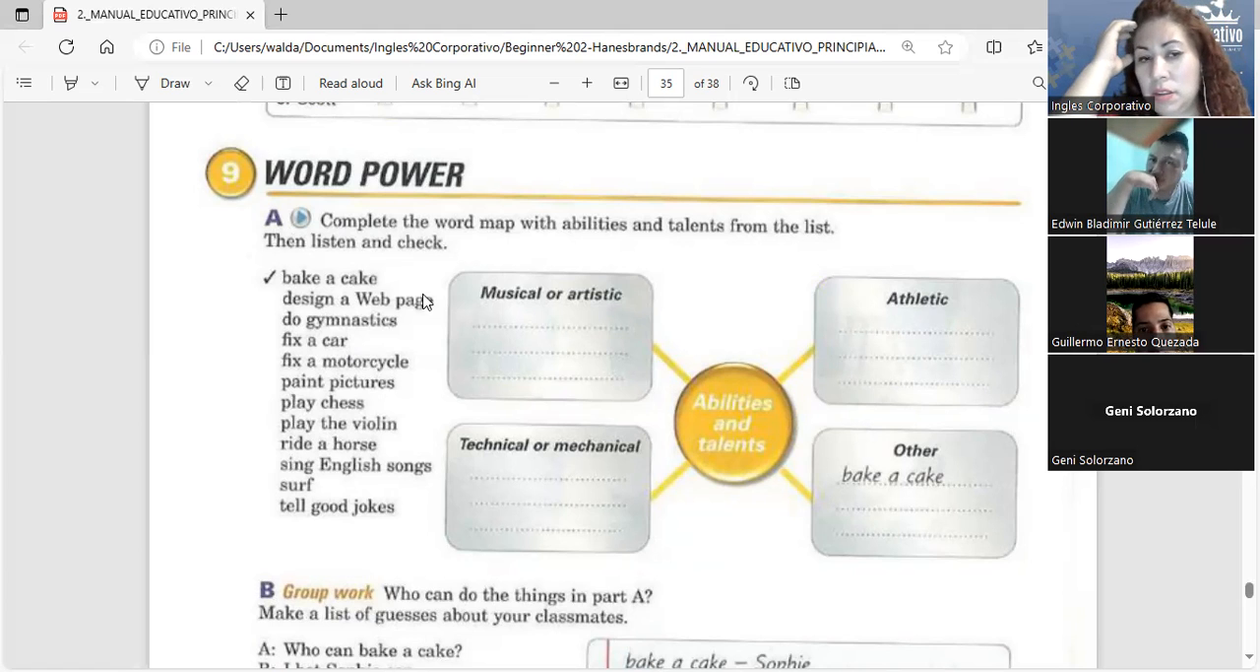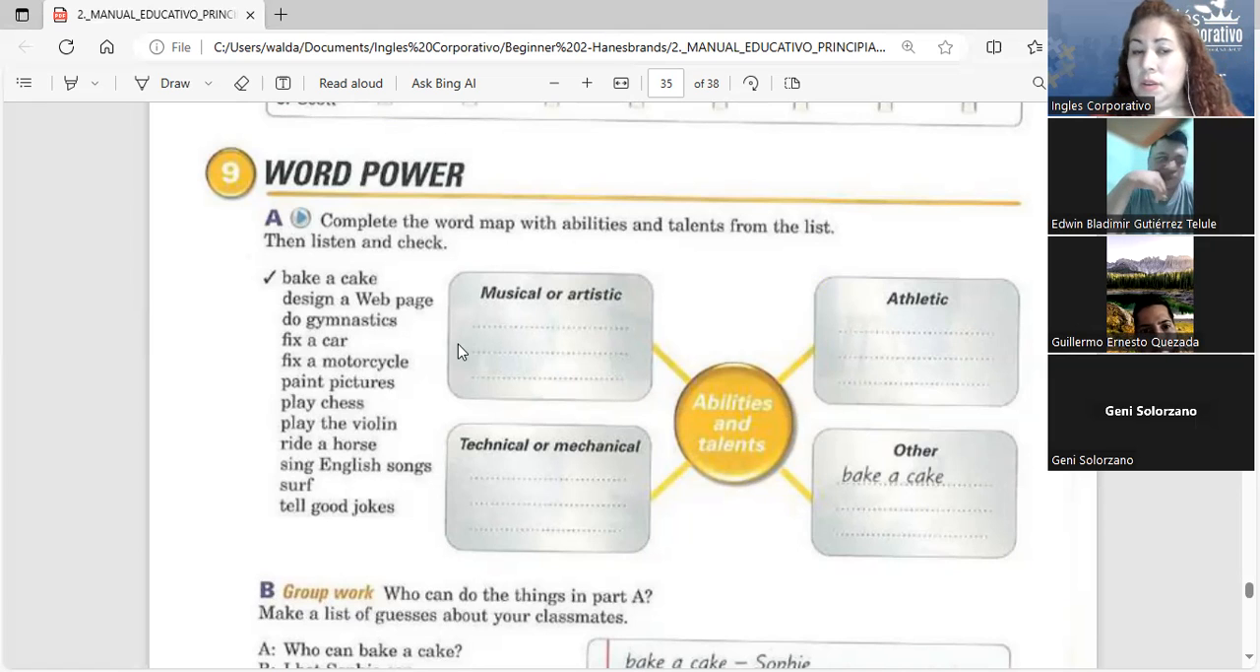Diseñador de páginas web. Ajá, o diseñar una página. Sí, diseñar una página web. Good. So yes, can you design a web page? Yes, I can. Okay, wonderful. Excellent. Good for you, Guillermo.